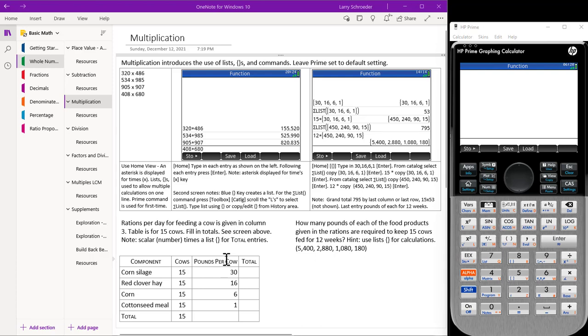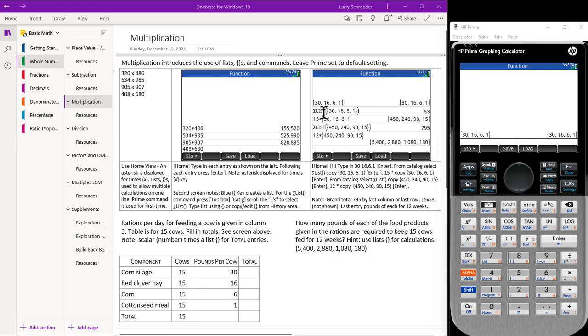This is a perfect place for us to use the calculator's list. The calculator uses braces and commas to put items into a list. Let's go ahead and do this first list on our calculator. So we're going to use shift and then the list in blue. We're going to put in 30, separate it by a comma, put in 16, comma, 6, comma, 1. Press enter. Therefore, we come up with our list.